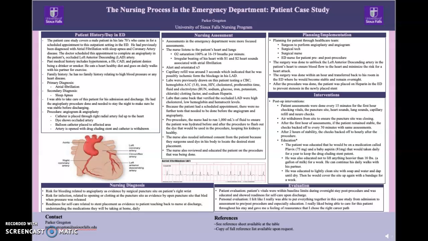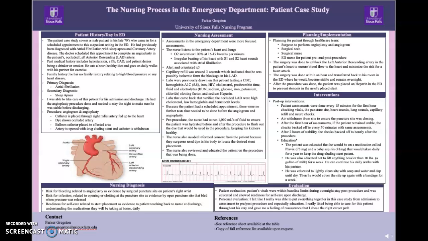I'm with the USF Nursing Program, and this is a patient case study related to the nursing process in the emergency department. So, patient history, a day in the ER. This patient case study covers a male patient in his late 70s who came in for a scheduled appointment in this outpatient setting. He had previously been diagnosed with atrial fibrillation with sleep apnea and coronary artery disease.